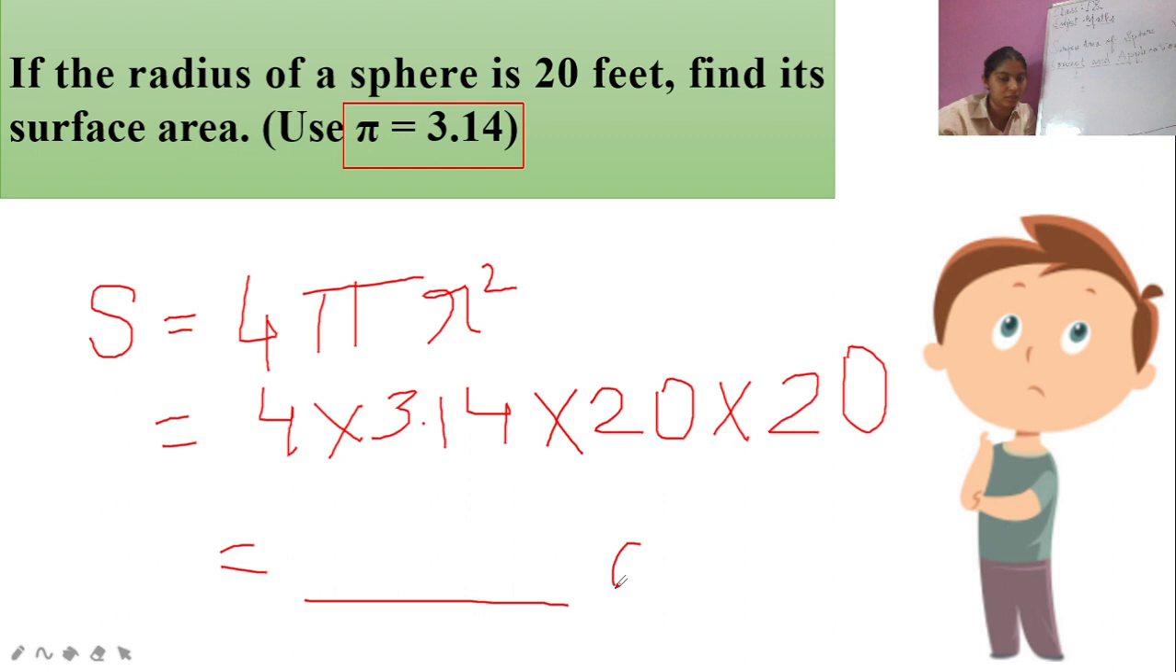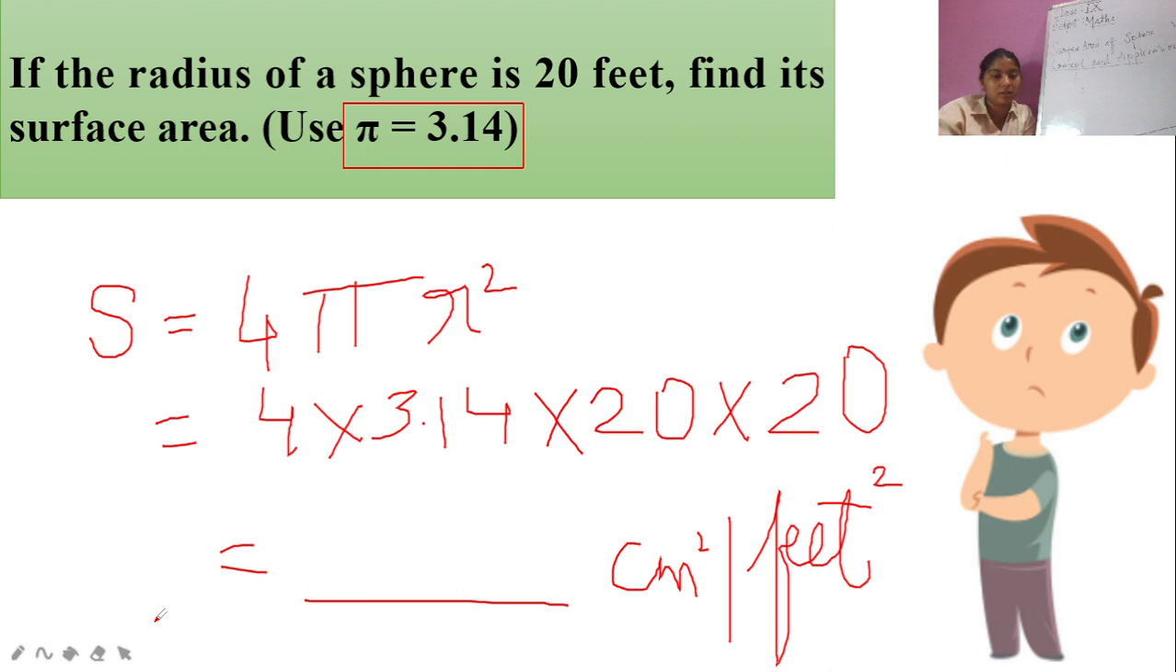Is it centimeter square or feet square? Yes. Here students, tell me, will you get the answer in centimeter square or feet square? Yes, we get the answer in feet square, right? Because the radius of the sphere is given as 20 feet. So this unit must be followed. If you use the other unit, the surface area answer will be wrong for you. Okay. So calculate it and tell me the answer for this.